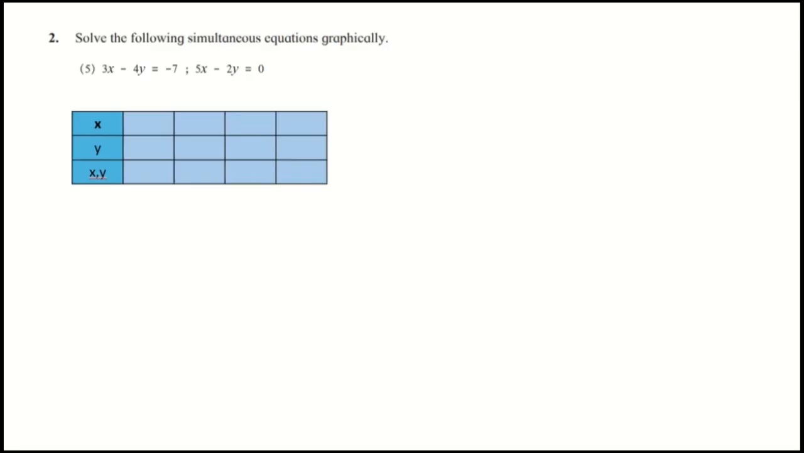Okay, so let's start with the fifth question. We have two equations given. Let us write down the first equation here, 3x minus 4y is equal to minus 7. Even here we need to get 4 points for x and y. As the equation is 3x minus 4y is equal to minus 7, we need to get such points for x and y where after substituting these values in this equation, we should get total as minus 7.